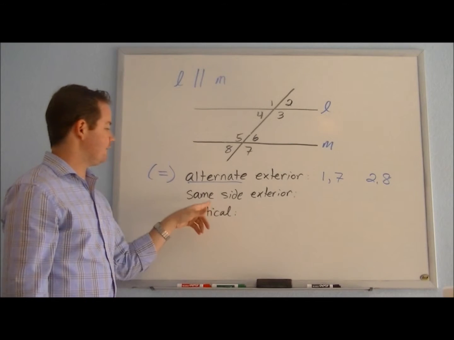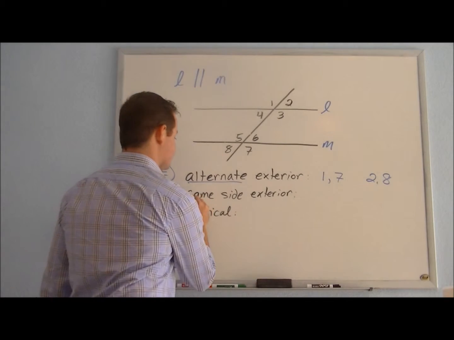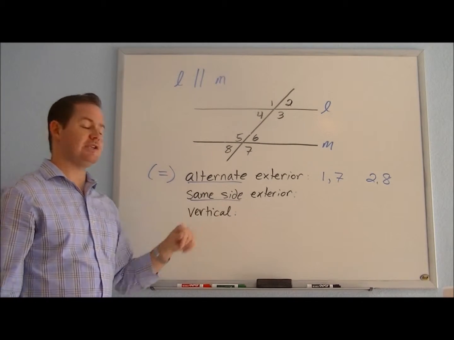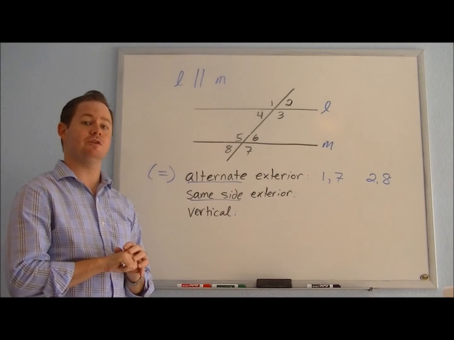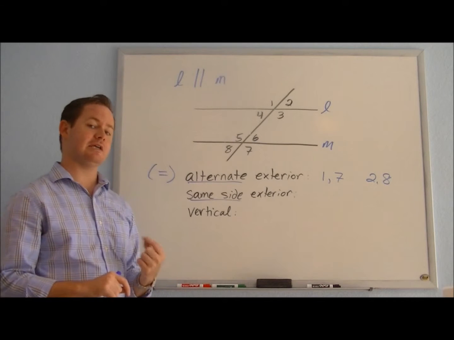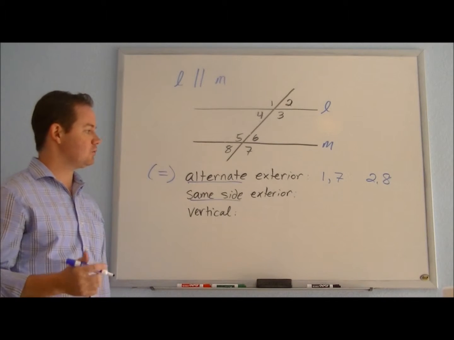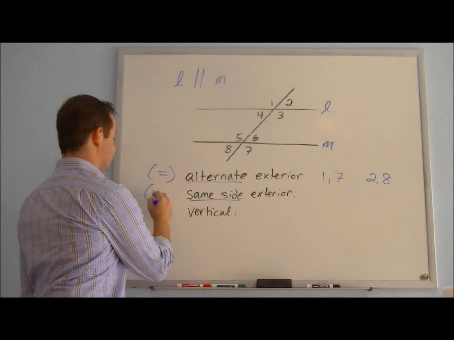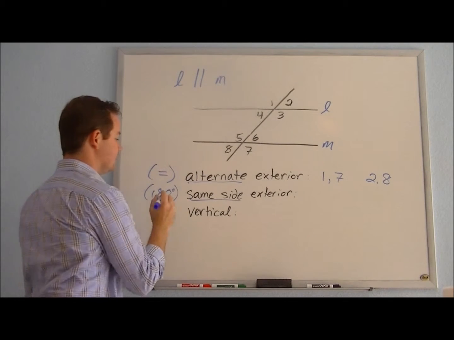Now for same side exterior, the only difference here is that when you're on the same side of the transversal, whether you're looking at same side interior or same side exterior angles, those angles will always be supplementary. They will add up to 180 degrees.